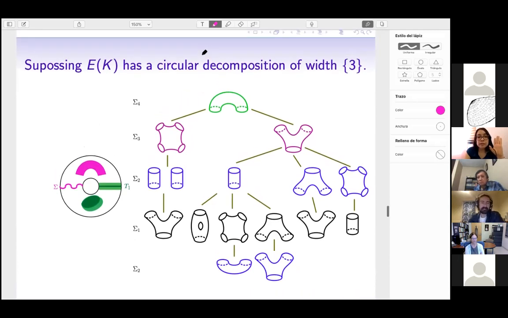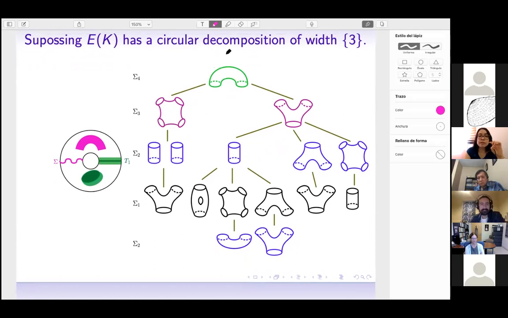By the previous lemma, we cannot have regions with adjacent annuli. So the only possibilities of pieces are these. So in the proof that the exterior of the knot cannot admit the decomposition of width 3, we have to analyze these 6 cases.